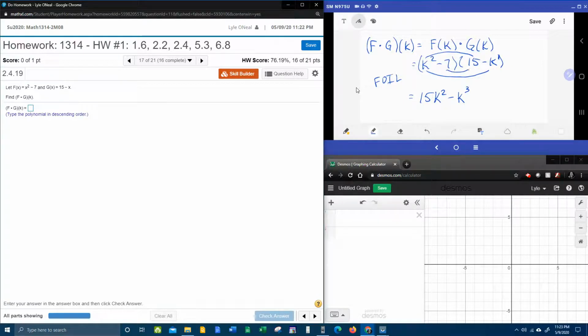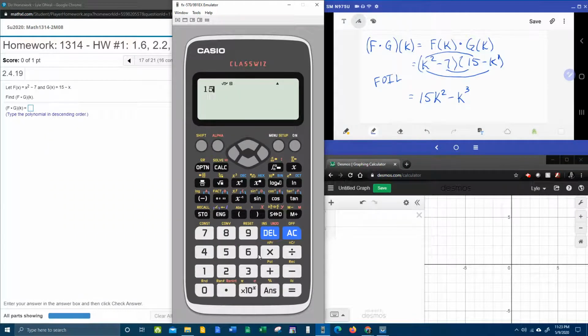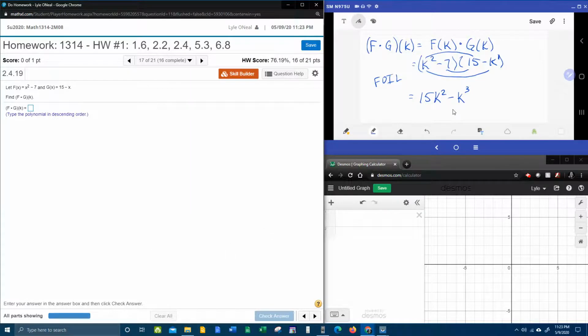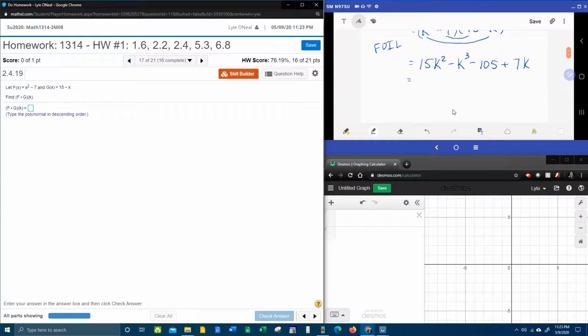Next, on the inside, negative 7 times 15. Anybody know what that is? I'm going to pull up my calculator just to make sure. 105, okay? So that's going to be 105, but it's going to be negative because a negative times a positive makes a negative. And then last but not least, negative 7 times negative k. Negative times a negative makes a positive. 7 times k, 7k.